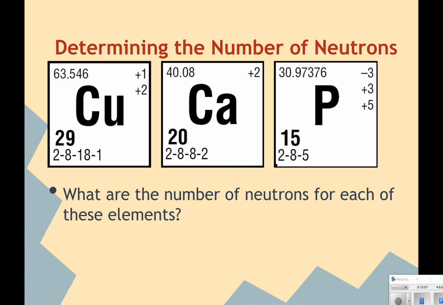Now, determining the number of neutrons for each of these elements, feel free to pause this video, complete the question, and check your work. So for this first one, we would have had 64 minus 29, which gets us 35. This one we'd have 40 minus 20 to get us 20 neutrons. And we'll put a little n there to indicate that. And the last one here, we have 31 minus 15, which will get us 16 neutrons.